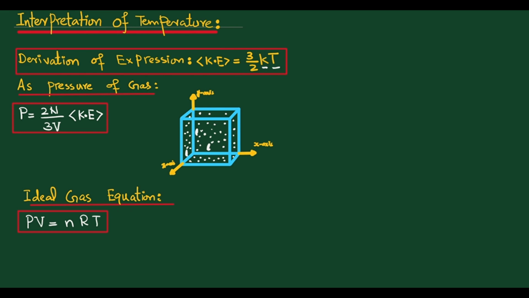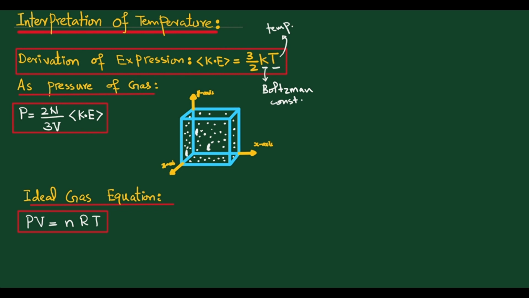Hello everyone. In this video, we are going to discuss the interpretation of temperature and the derivation of the expression that the average kinetic energy is equal to 3/2 kT, where k is the Boltzmann constant and capital T is temperature in Kelvin.